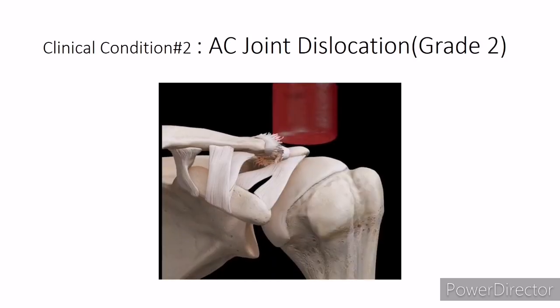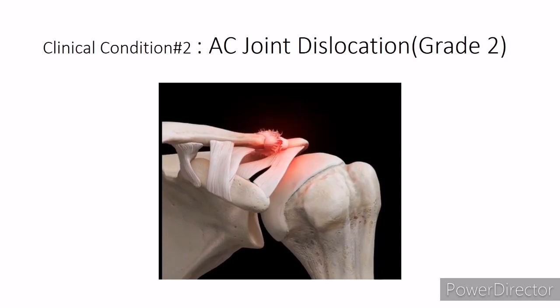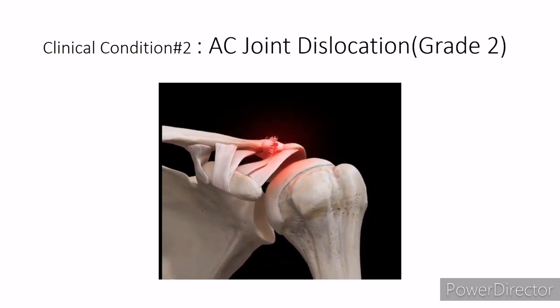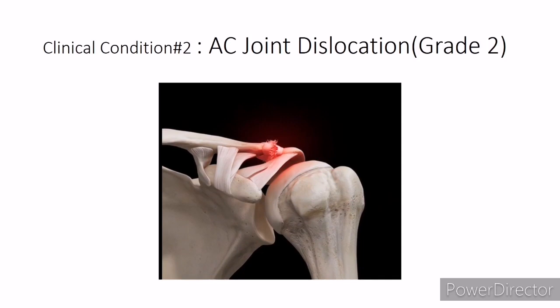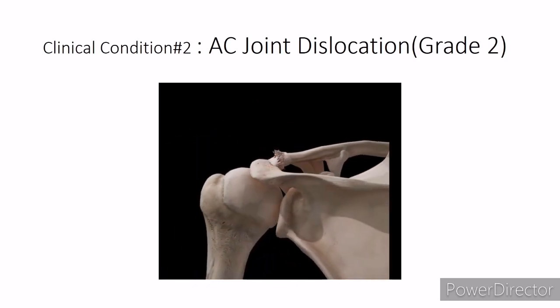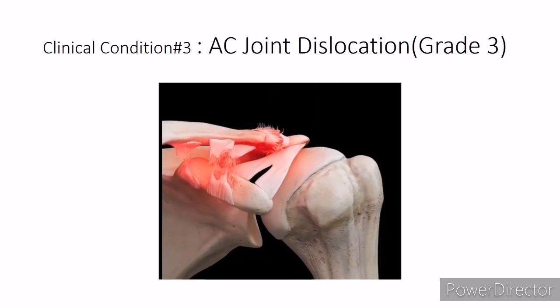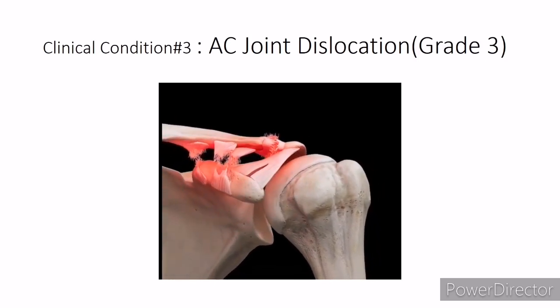Grade 2 dislocation happens when there is a partial dislocation of the joint in which there may be some displacement and may not be obvious during a physical examination. Grade 3 AC joint dislocation involves the complete rupture of the acromioclavicular and coracoclavicular ligaments.